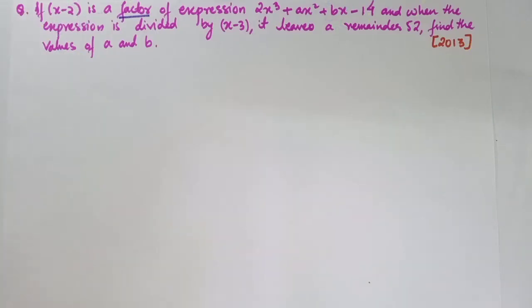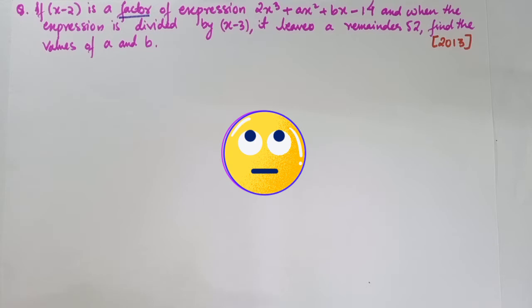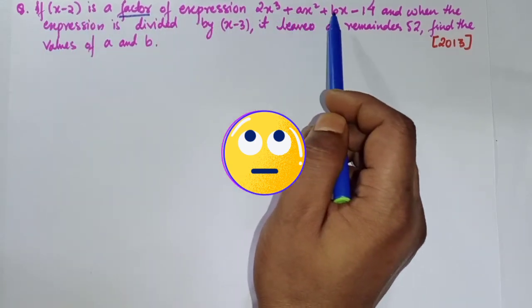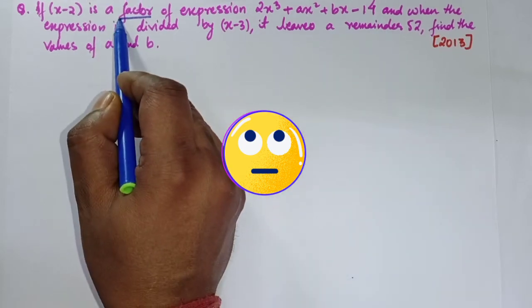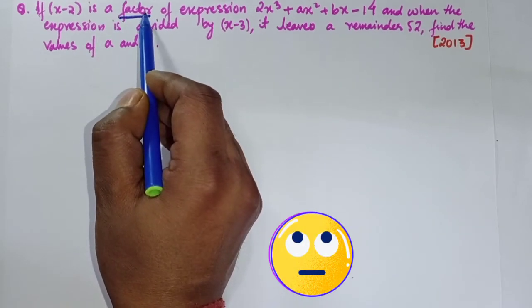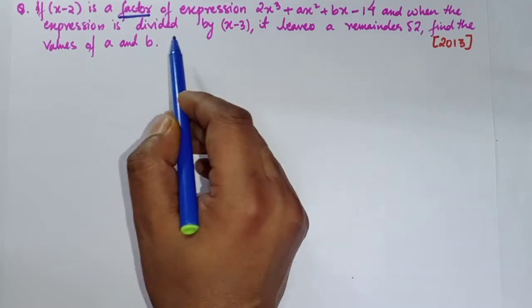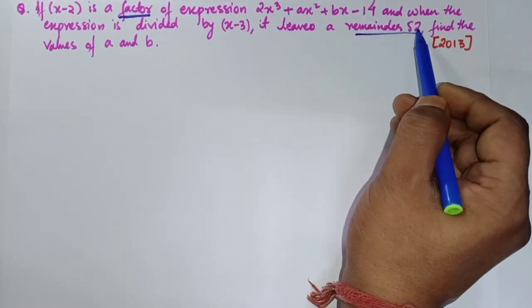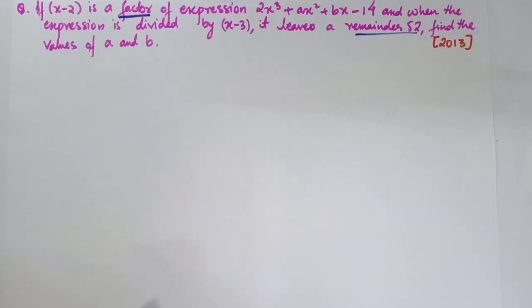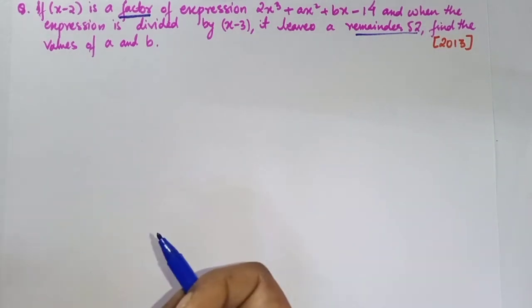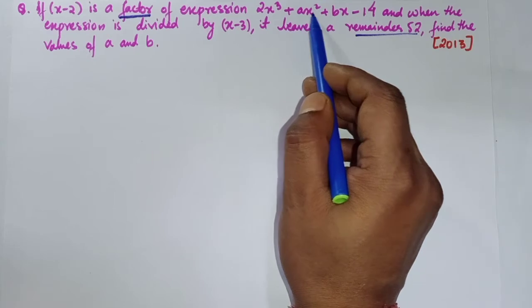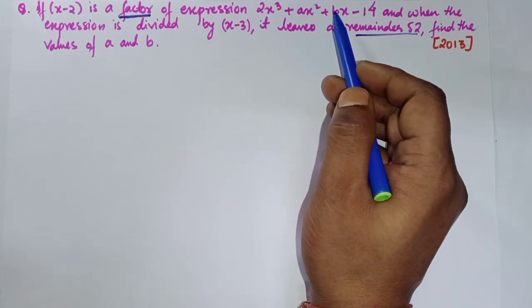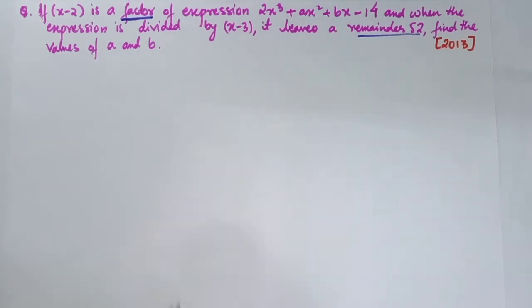So here we have a different type of question, and this is one of the very important ones. If x minus 2 is a factor of the expression 2x cubed plus ax squared plus bx minus 14, the first thing is that they have given us a factor. Everyone knows that factor means the remainder should be 0. And when the expression is divided by x minus 3, it leaves the remainder 52. So find the value of a and b. In this, we'll form equation 1 and equation 2.